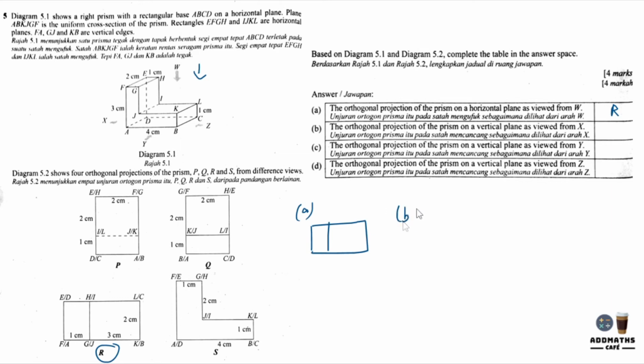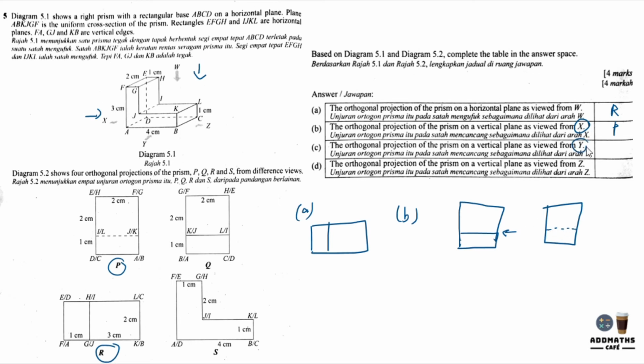For B, view from the X. So from the X, it will be on the right side here. So on the right side here, it will be a small rectangle first on the below. And then if you go one line behind, it will be a big rectangle that blocks the small rectangle. So this line will be a dotted line. So the answer is P. Okay, because the rectangle behind is blocked by the big rectangle in front.